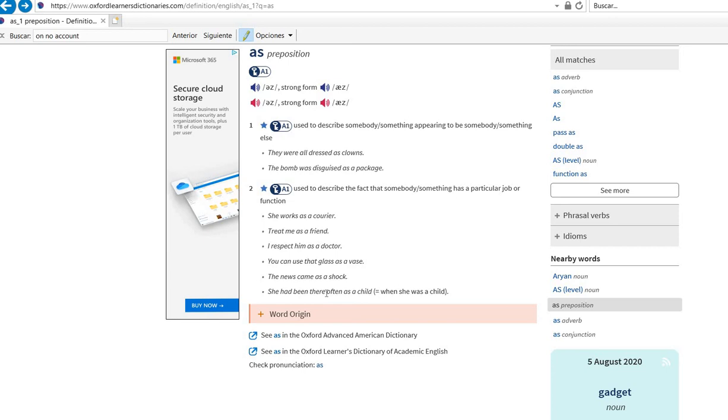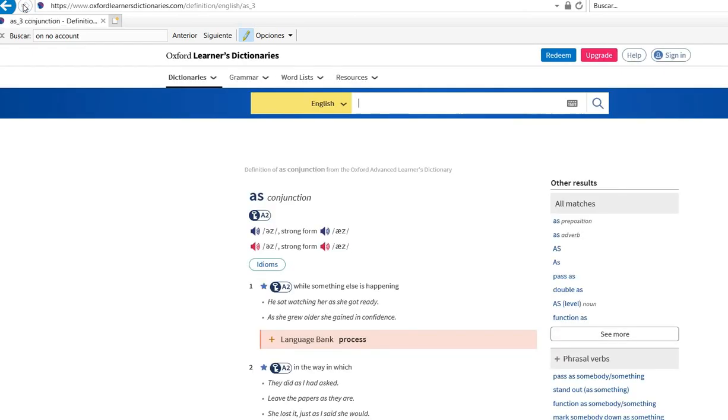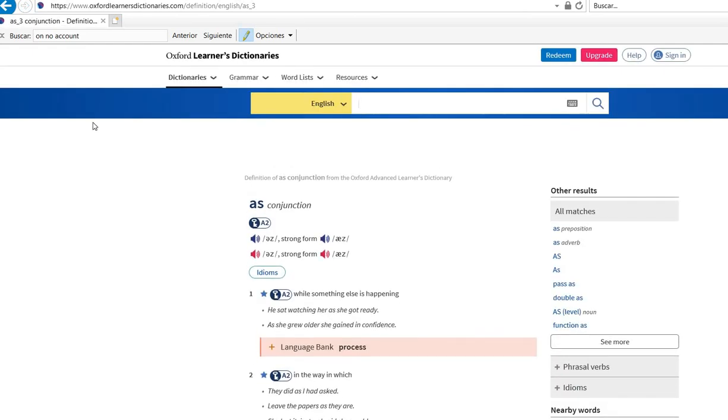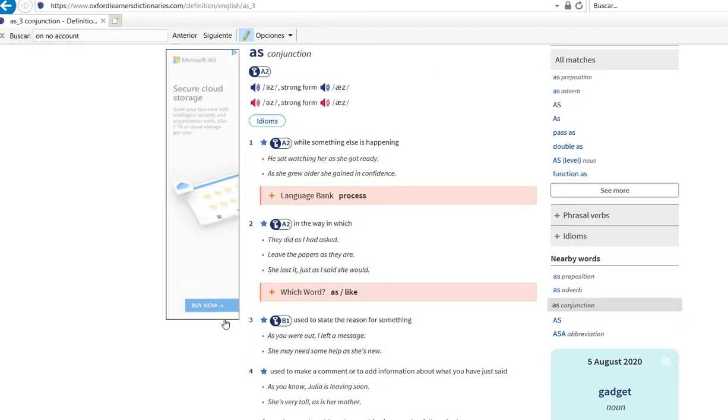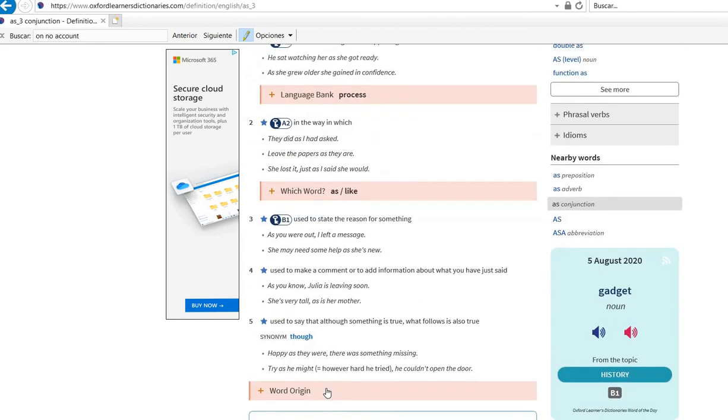And you have the example as a conjunction. Let me see if I put it here. Yes, as a conjunction. Well, as you were out, right? As she is new. And as you know, happy as they were, right? So again, with inversion here, right?